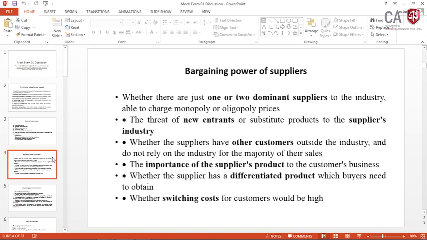The importance of the supply product to the customer's business, how much supply product is important to the customer's business. Whether the supplier has a differentiated product which buyers need to obtain, I do not think it is differentiated. Whether switching cost for customers would be high, no, it is very low. So bargaining power of suppliers, high or low? I come to a conclusion this is low. Why I come to that conclusion? Bargaining power of suppliers is low, that is the conclusion I have made.